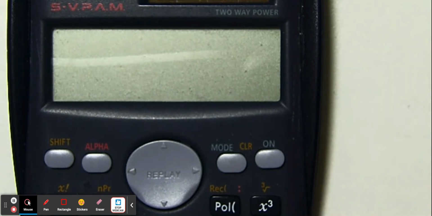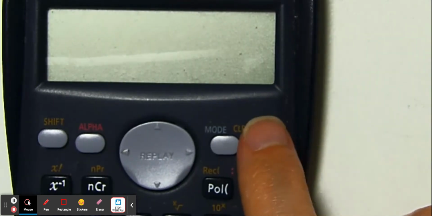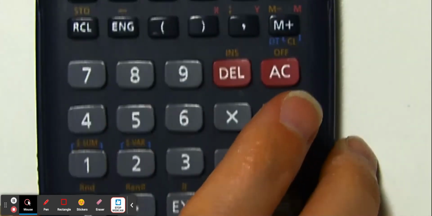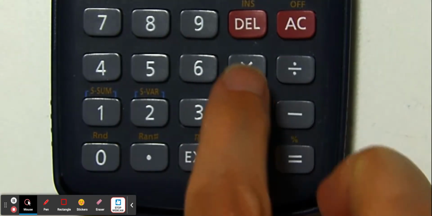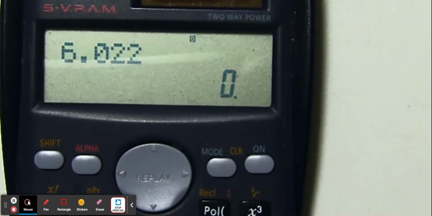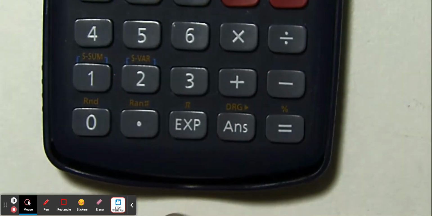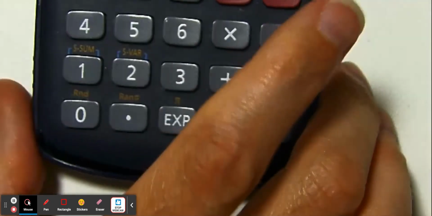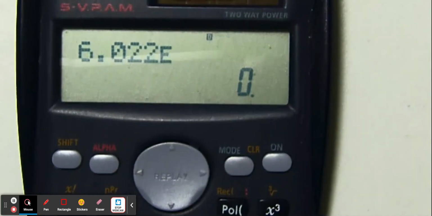Where's the on button? There it is. On button. Okay, so there's the on button. So I'm going to hit 6.022. And there it shows up in the display. And now for the times 10, I'm going to hit EXP for exponent. So EXP. If I hit that, let's see what happens.